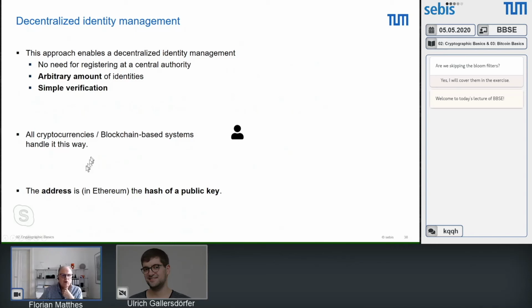So therefore, all cryptocurrencies and blockchain-based systems use decentralized identity management. Also, we will see that we want to have a lot of identities for devices. If you have a light bulb in your room, it should have an address that you can talk to, and it can assign messages that it has seen something, has done some things, or has received some information. Then you also want to have a lot of identities.